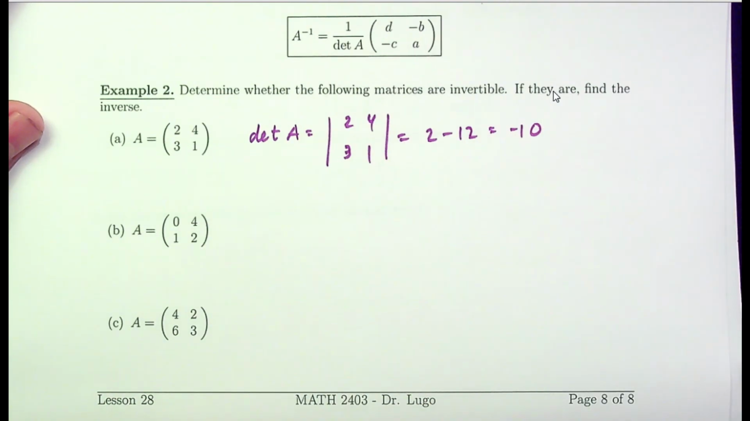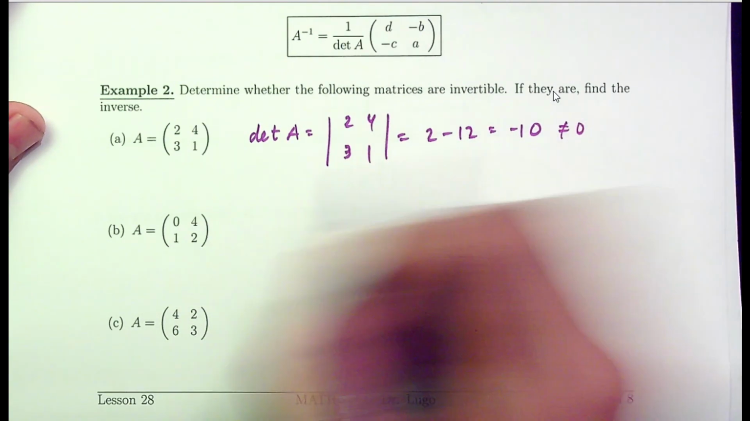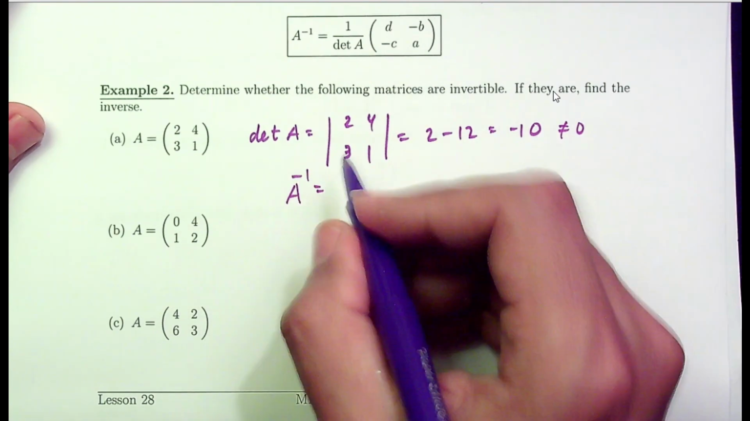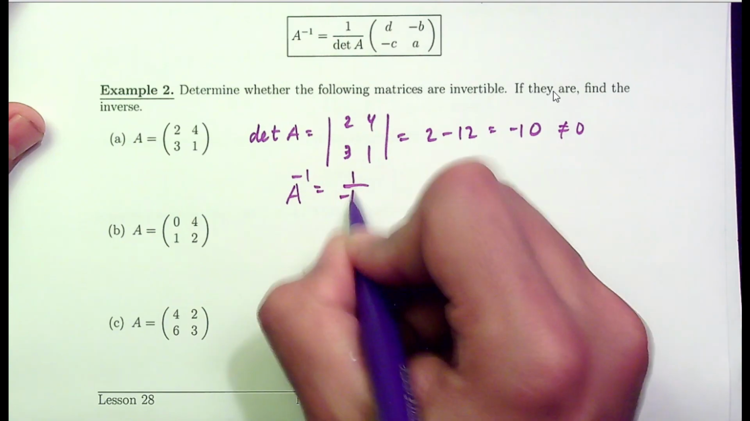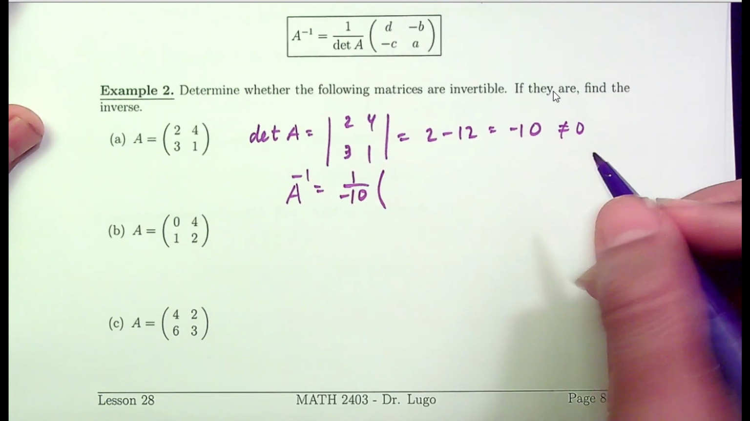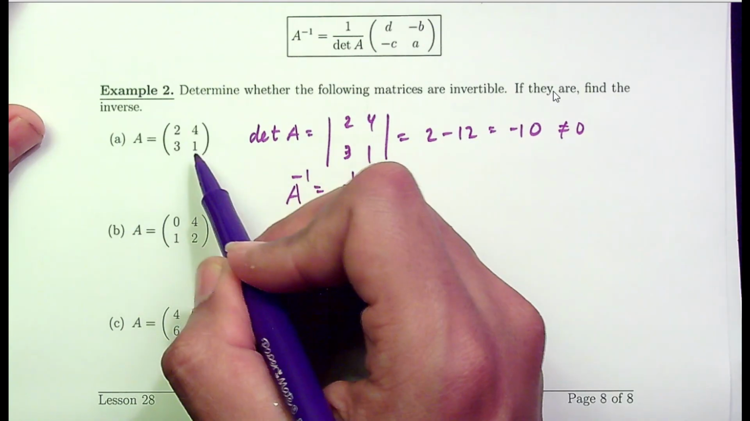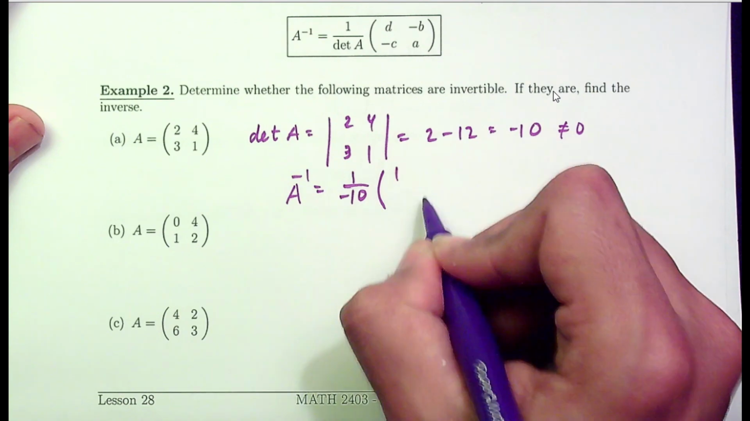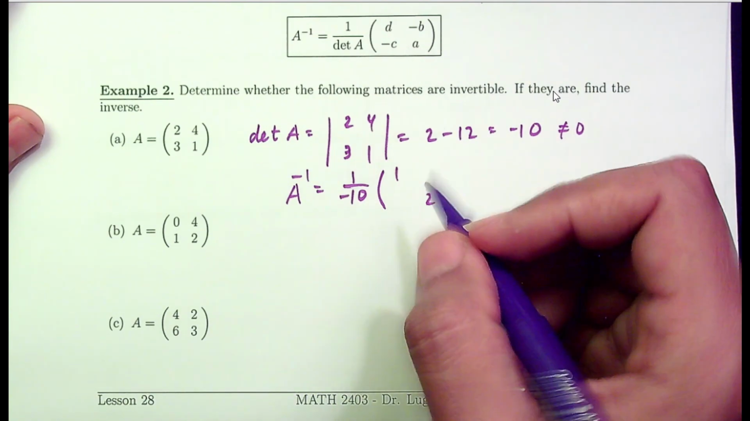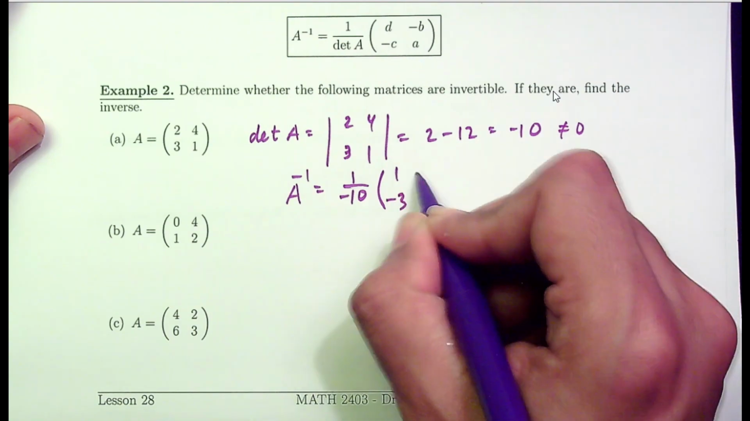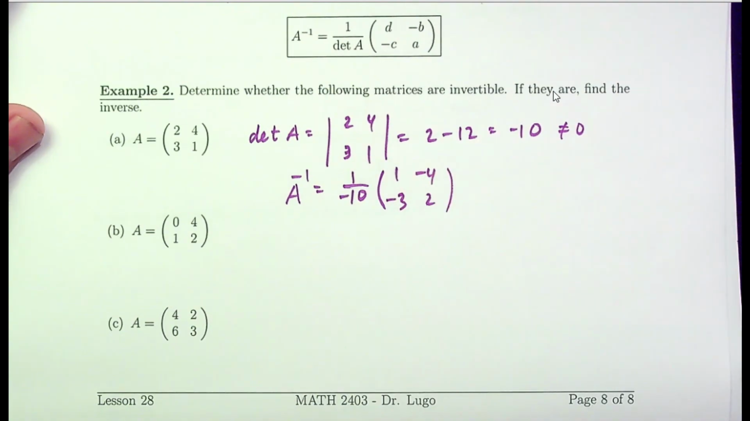So that means this is invertible. And if it is invertible, what is the inverse? Well, the inverse is 1 over the determinant, which is 1 over negative 10. And then you flip the entries along the main diagonal. So this is going to be 1, 2. And then the entries in the other diagonal, you leave them the same but change the sign. So negative 3, negative 4. And that is the inverse.